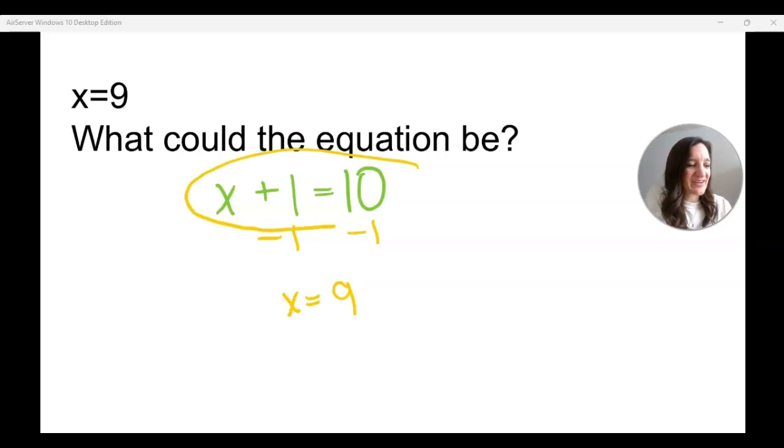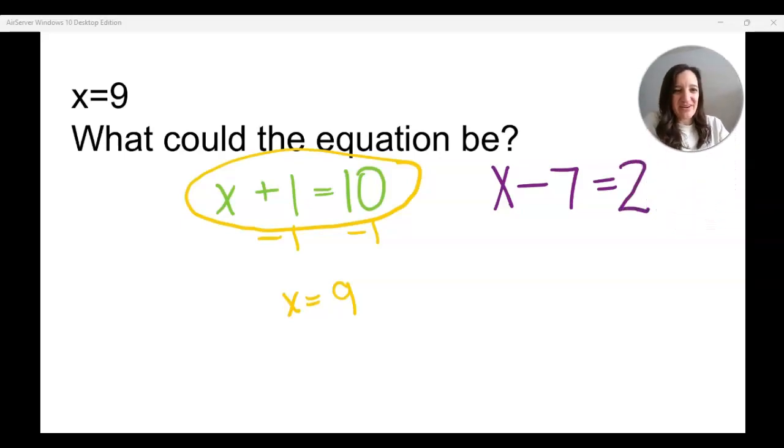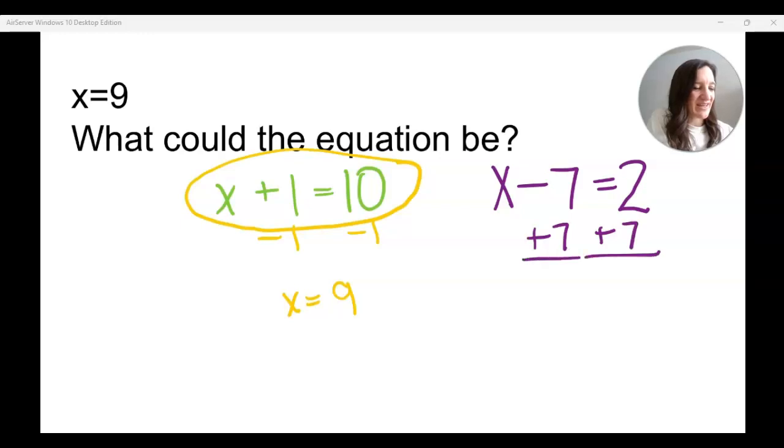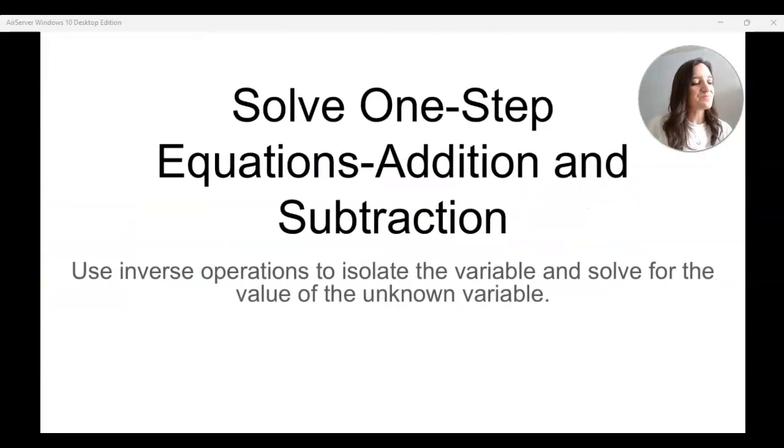So that would work. What if we did like a subtraction problem? X minus 7 equals 2. Would that work? Because then we would need to isolate the x by adding 7. Yeah, that would work. That's gone, leaving us with x equals 9. So there are lots of different equations you can make. Okay, this is not something you're going to be using on your homework, but just something for fun.